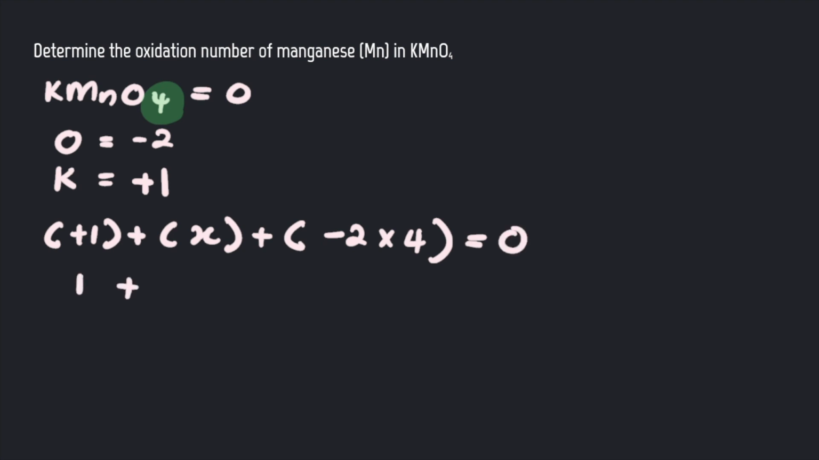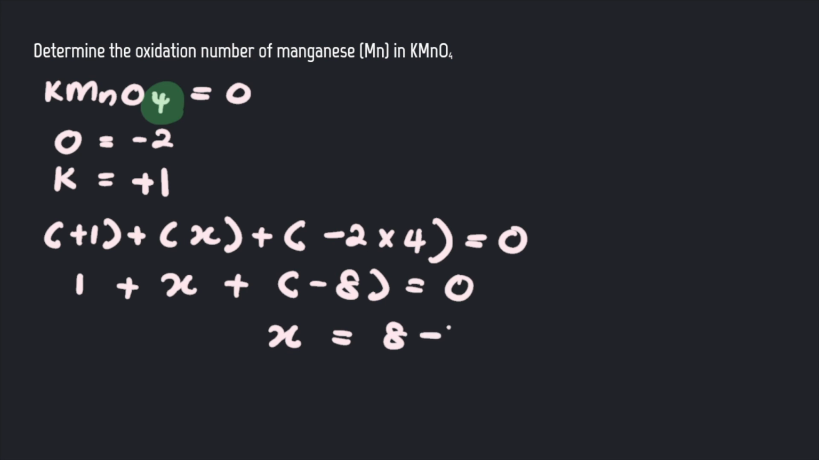So 1 plus X plus -8 is equivalent to 0. Therefore, your X is equivalent to 8 minus 1. X is equivalent to 7. So the oxidation number for manganese in KMnO4 is actually 7. So this is the final answer for your fourth question.